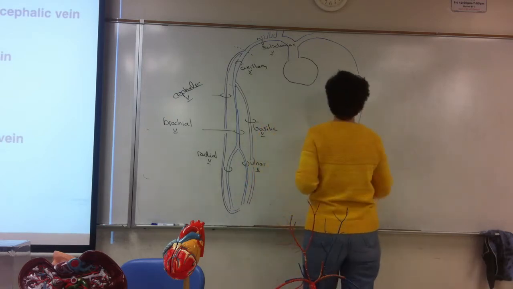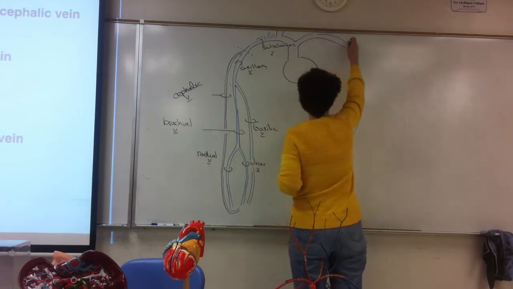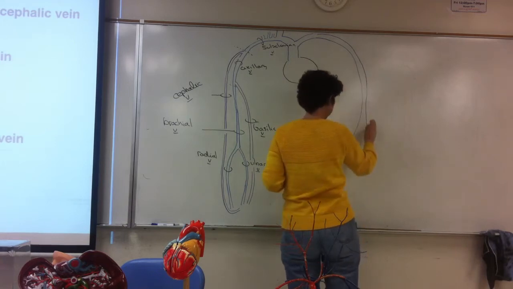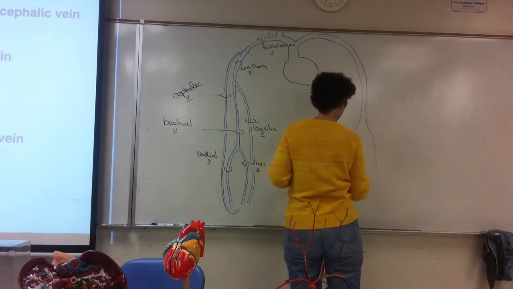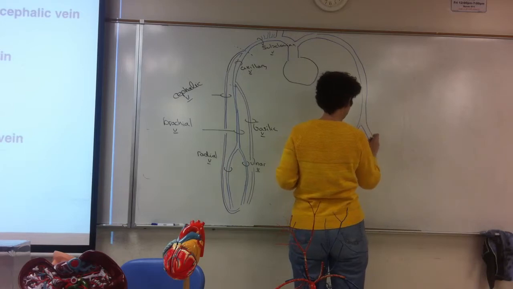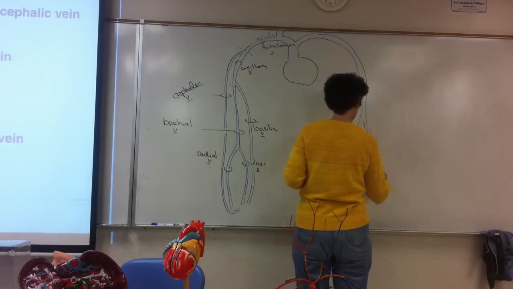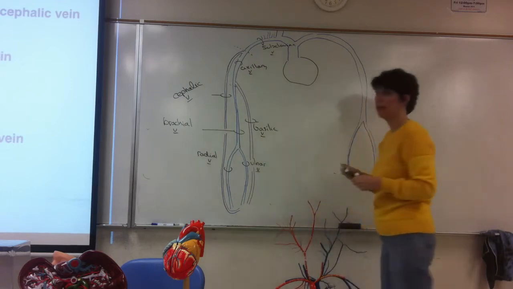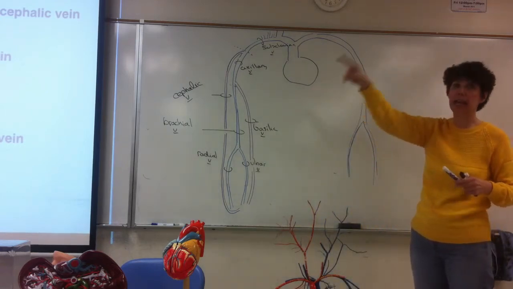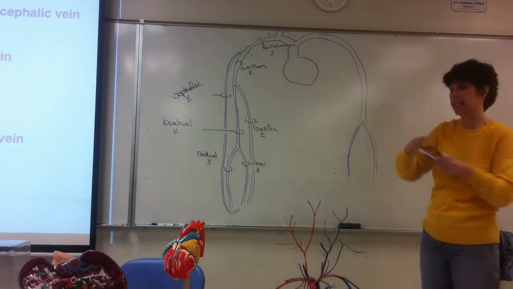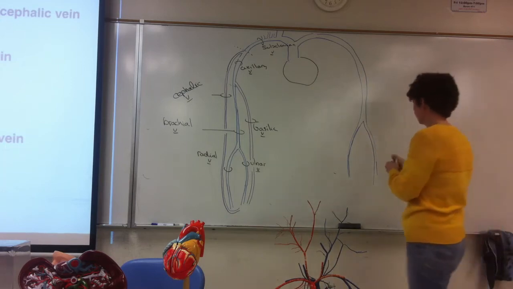Now, these two vessels, cephalic and basilic, are connected at the elbow area. One pattern looks like a Y, and that's what you see on the wire model. And the other pattern looks like an H. That's what you see on the diagram and what you see on that white flat vascular model.